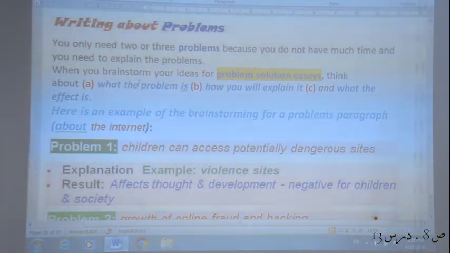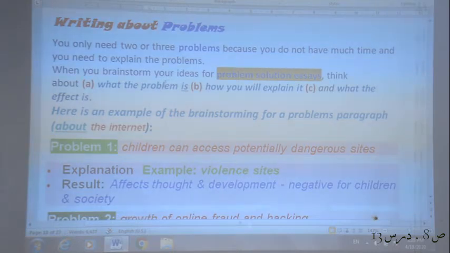To consider these problems, to draft them. And when you develop your essay, you choose the best ideas that you can write about and delete the others that you are not ready to write about, because you are very short of time, as I have just told you. So when we brainstorm our ideas, of course, for the problem solution essay, here we think about 3 important steps. The first one will be what the problem.